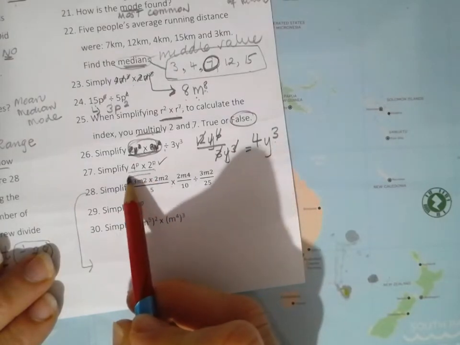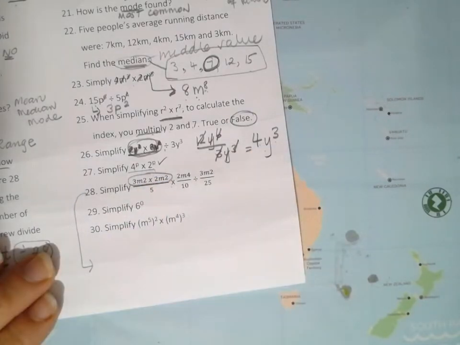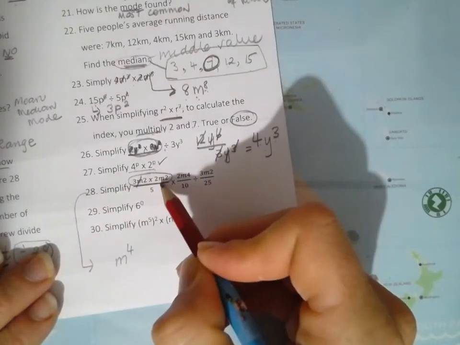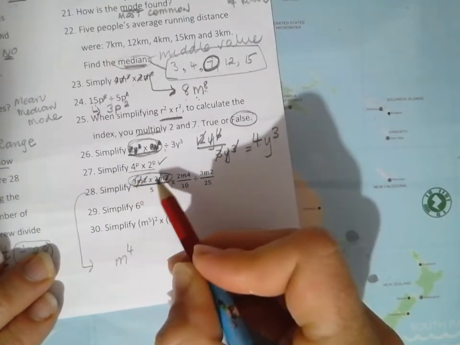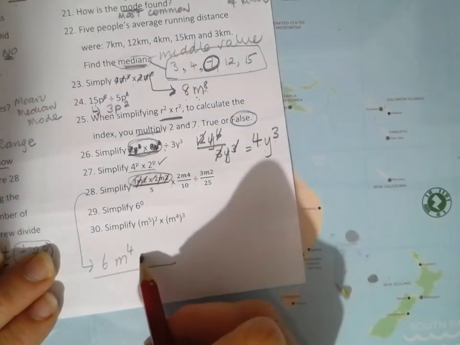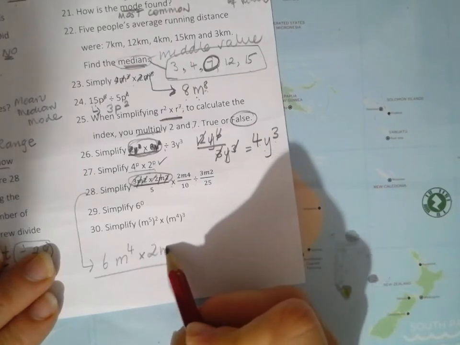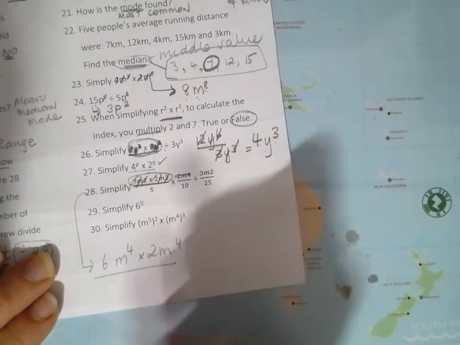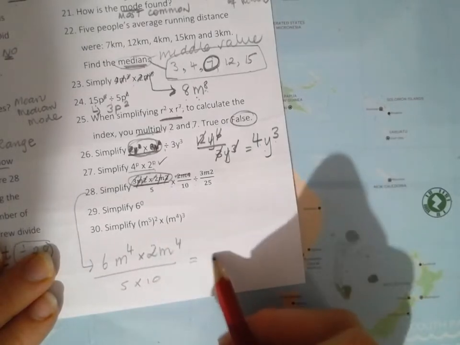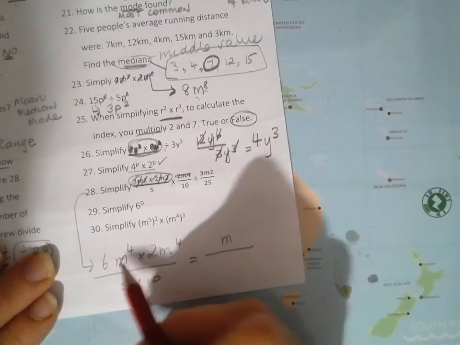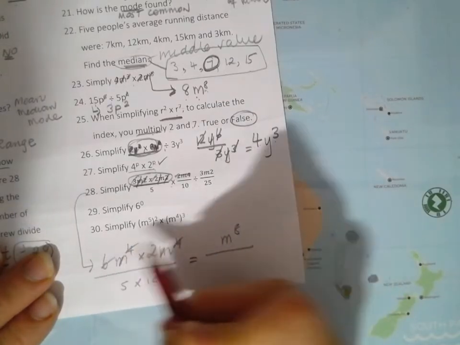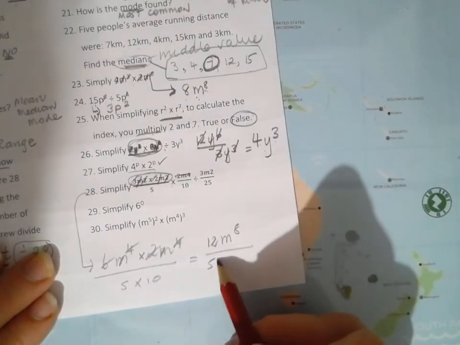So let's look at this term, and we're going to keep the base, which is m, add the powers, 4 and 2 is 6, and 3 times 2 is 6. So we have 6m^4. Now let's combine that with our 2m^4 and 5 times 10 on the bottom. So now we can keep the base, which is m. We can add the powers to give us 8, and 6 times 2 is 12, and that's over 50.